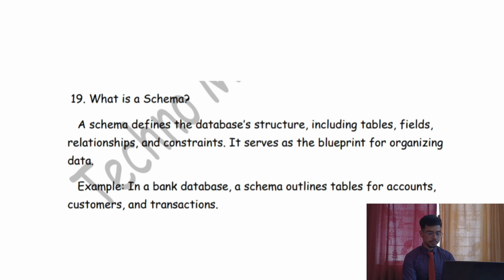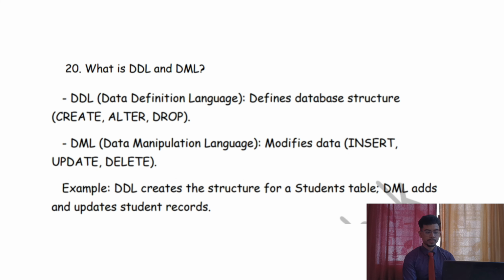What is a schema? A schema defines the database structure, including tables, fields, relationships, and constraints. It serves as the blueprint for organizing data. For example, in a bank database, a schema outlines tables for accounts, customers, and transactions.